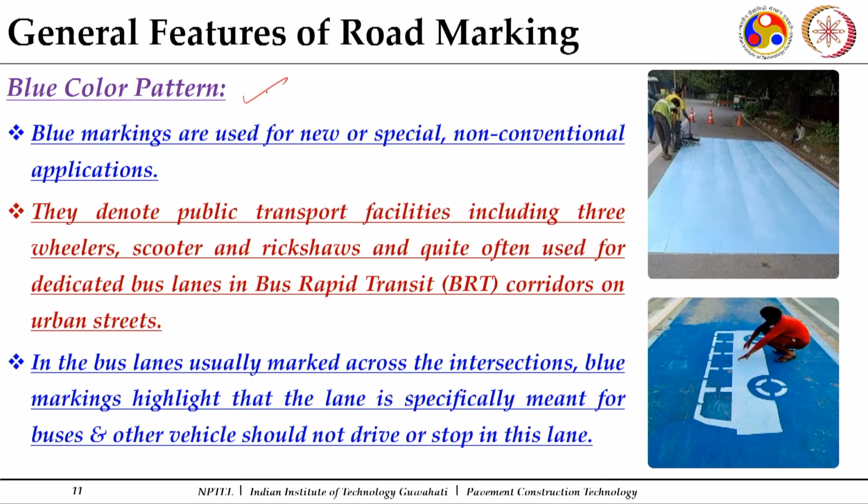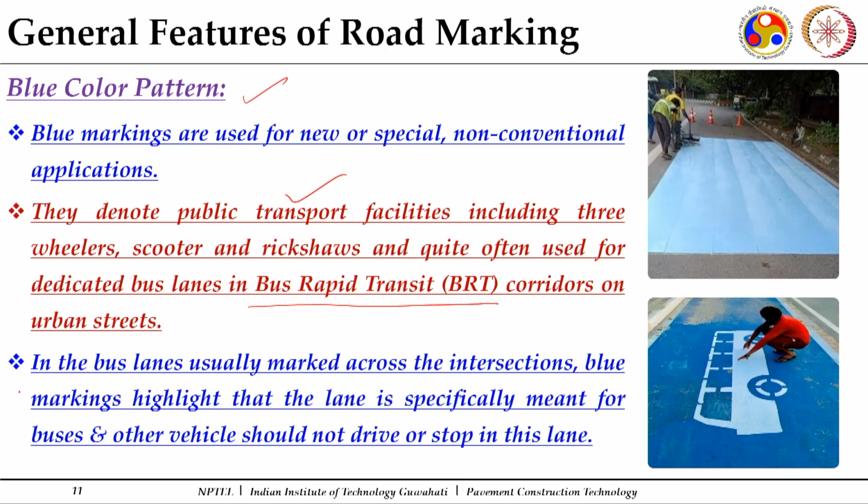Then we have the blue color pattern, which is for specific purposes, non-conventional applications I can call it, because they are for special purposes. It can be for public transportation facilities. If there is a bus lane, in many cities you might have now seen the bus rapid transit corridors, BRT corridors. These are dedicated corridors for movement of buses or for public transportation facilities, which may include three-wheelers also, rickshaws also. If a dedicated corridor is provided for that, then it can be through blue color patterns also.